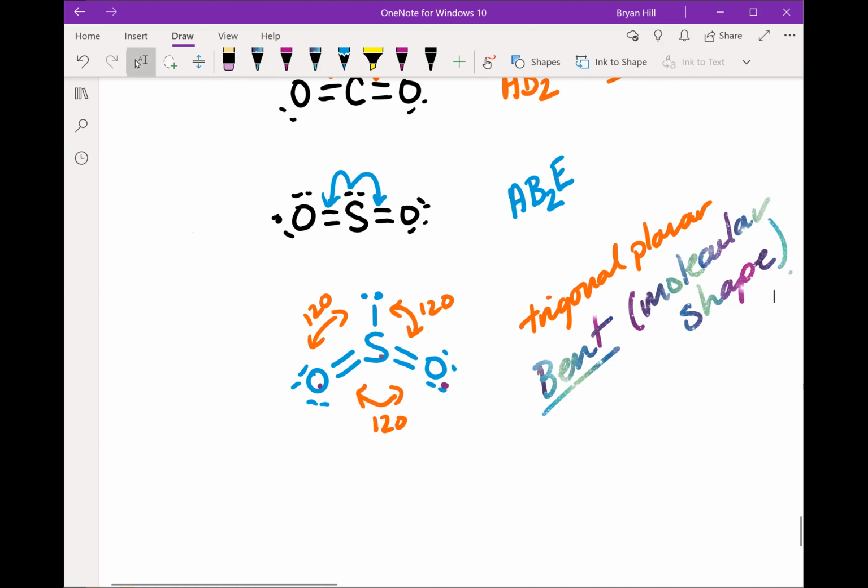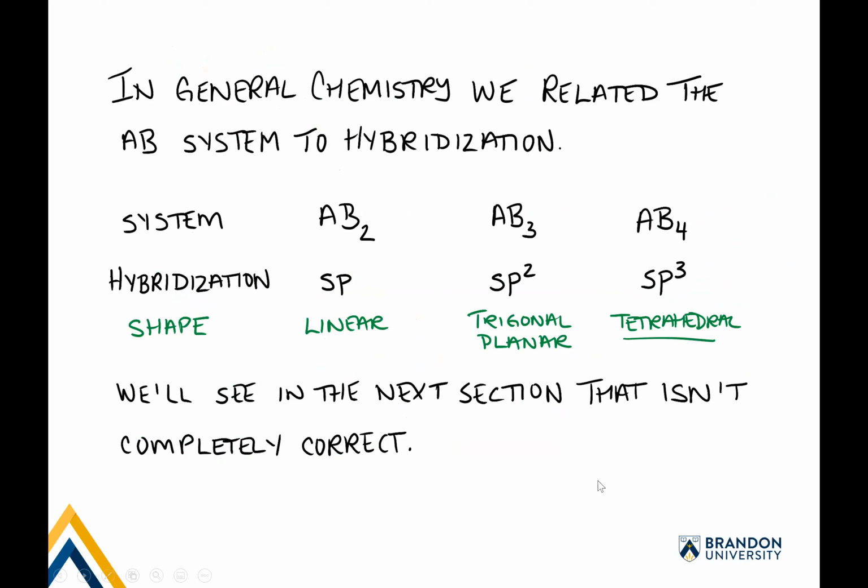Okay, let's go back to the other screen here. Let me share. Let's go back to VSEPR Theory. Okay, so the last little part I wanted to talk about was that in Gen Chem, we related the molecular shapes to what we would call hybridization, and we're going to do hybridization next week. But by and large, this works really, really well. We'll see that there's a couple of examples where it doesn't when we're talking about resonance.